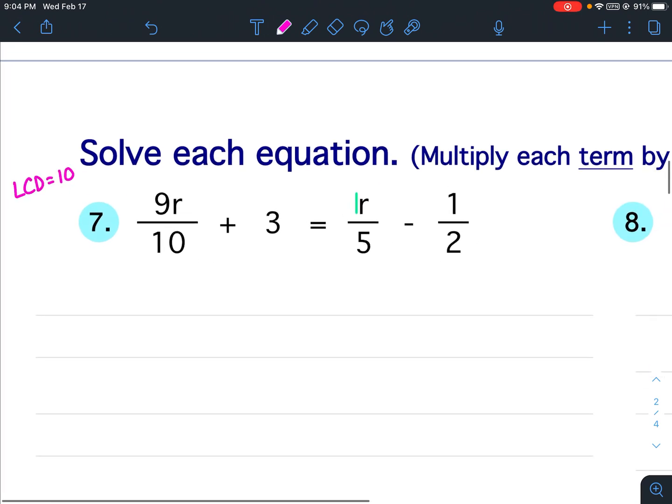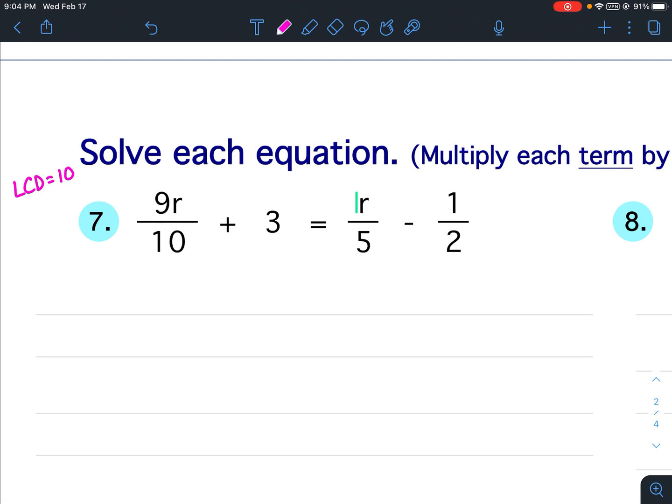So that means I'm going to multiply each term by 10. In other words, it's like taking the distributive property and multiplying everything by 10. But instead of writing it like that, we write it like this. So I'm going to take 10 times 9/10. I'm going to take 10 times 3. I'm going to take 10 times 1/5. And I'm going to take 10 times 1/2. Again, see these fractions here. I've got 9/10, 1/5, and 1/2. I will be multiplying 10 times each term.